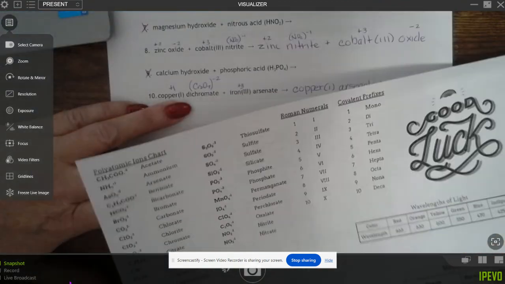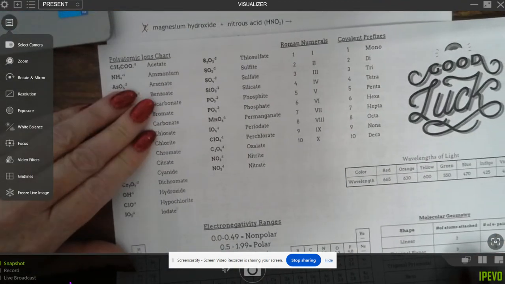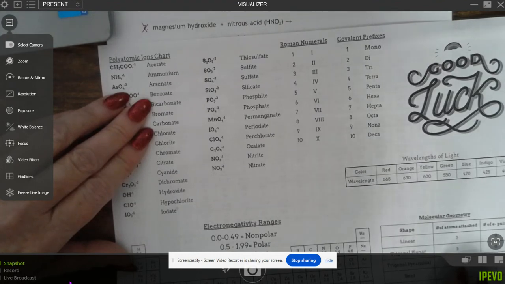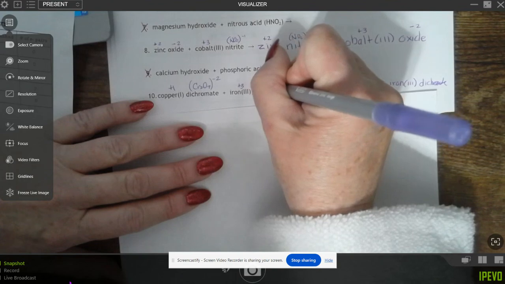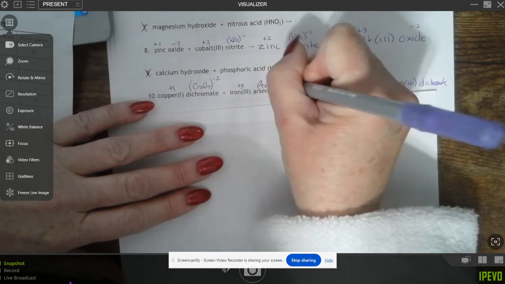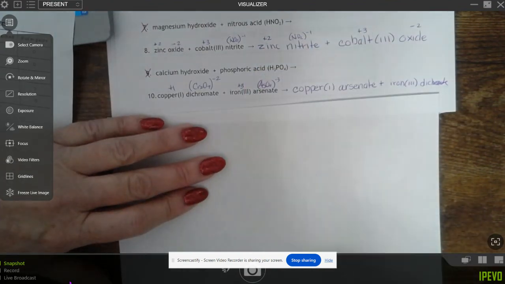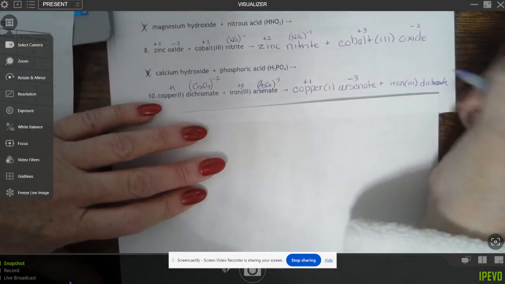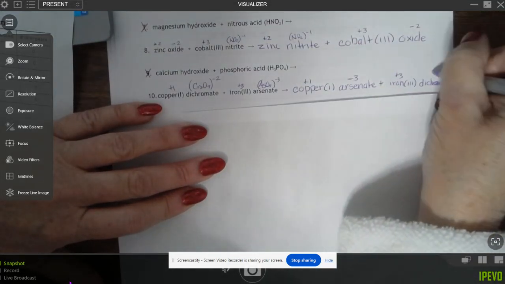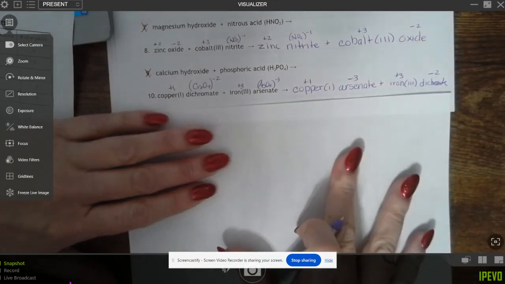Arsenate's another one that you don't see very often. Arsenate is AsO4 with a -3 charge. So AsO4 with a -3 charge. So then we get +1 copper, -3 arsenate, +3 iron, and -2 dichromate.